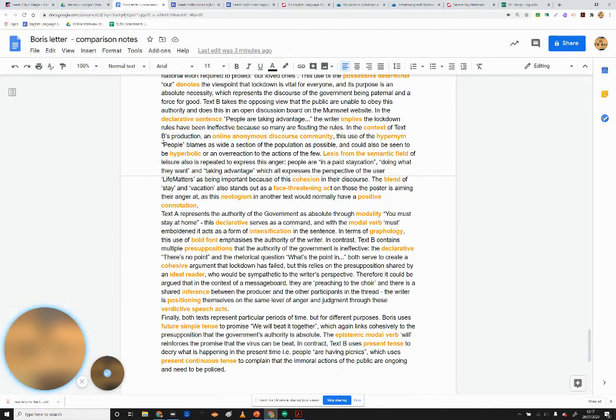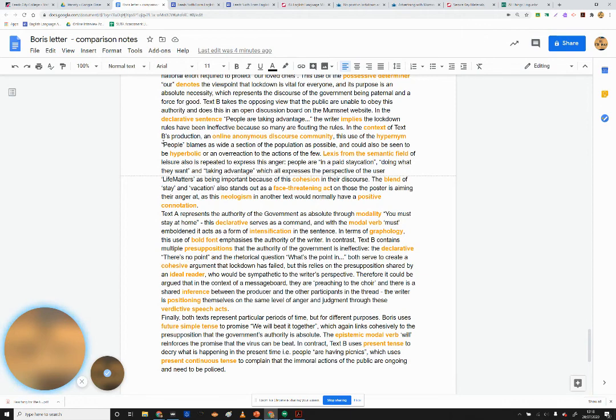Text A represents the authority of the government as absolute through modality. "You must stay at home." This declarative serves as a command with the modal verb "must," in bold, emboldened, and it acts as a form of intensification in the sentence. In terms of graphology, this use of bold font emphasises the authority of the writer.